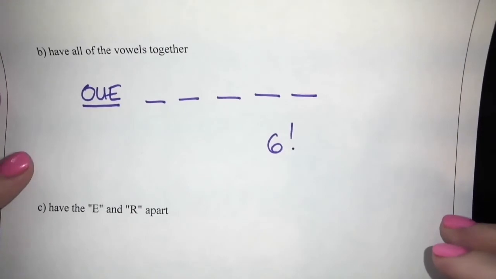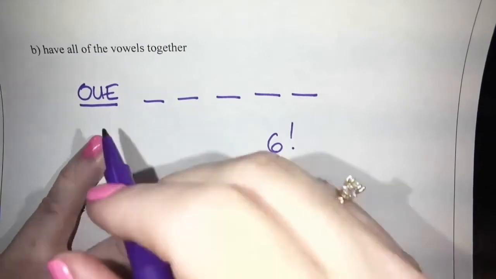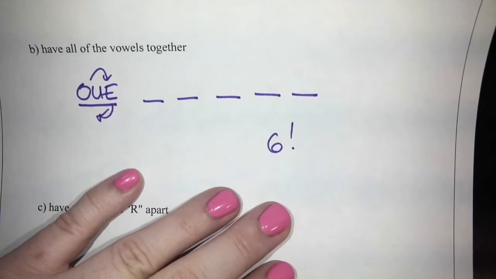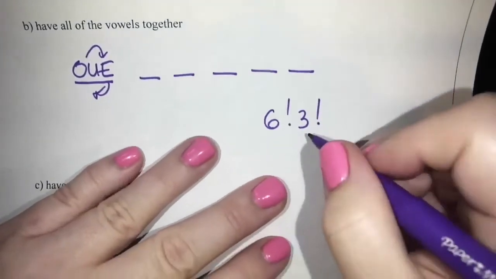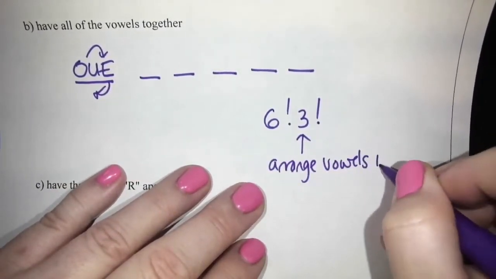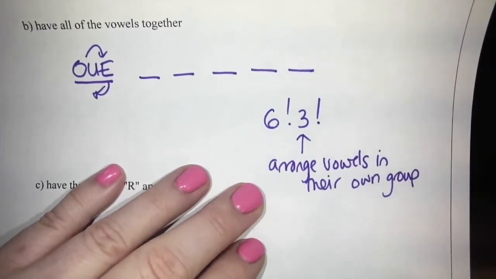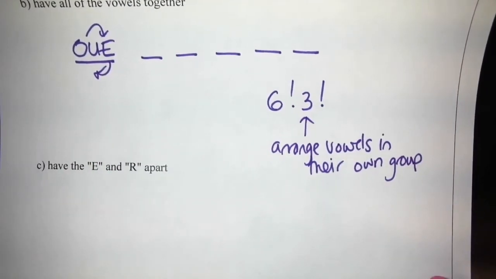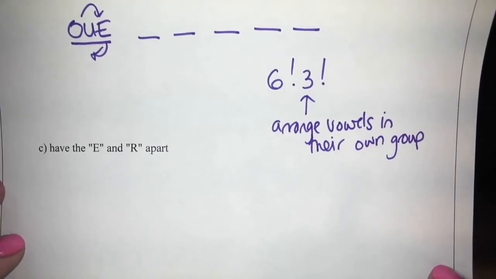Now, is that our final answer? Well, it's not going to be our final answer because this O, U, and E can be in their own group and arrange themselves in different ways. So we can rearrange, put the E first, put the E in the middle, etc. And so there's 3 factorial ways to arrange the vowels in their own group. So our answer would either be 6 factorial, 3 factorial, or you can reverse the order, 3 factorial, 6 factorial. Either one is fine.